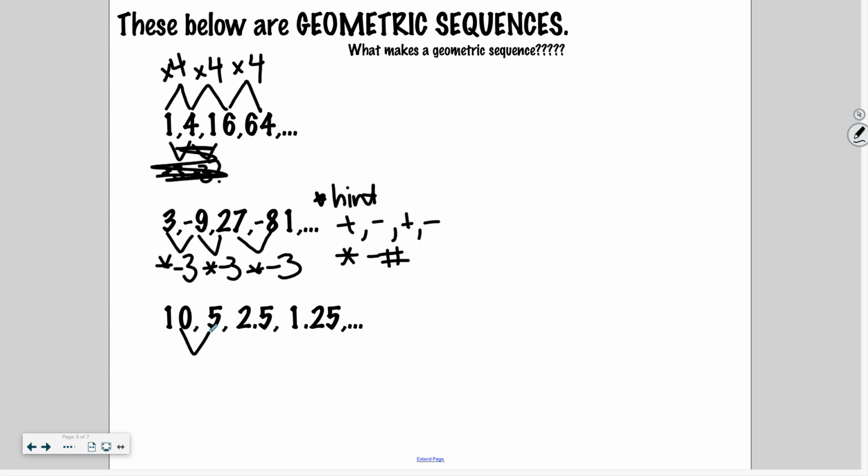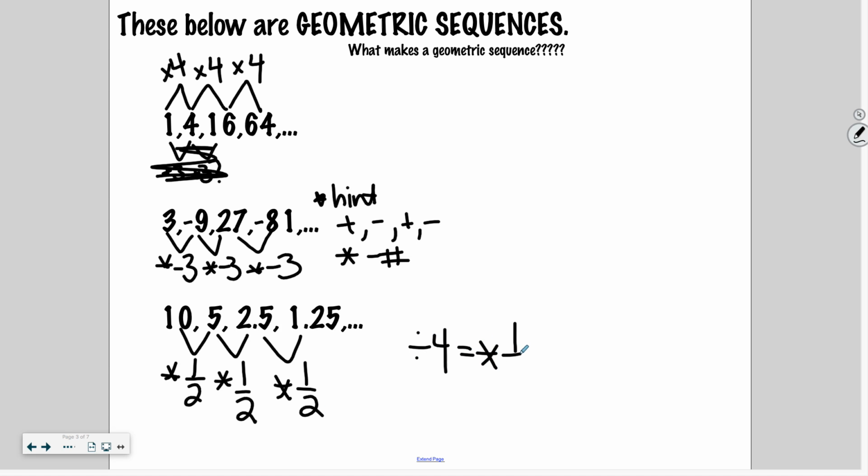10 to 5. You're all going to want to say divided by 2, right? But when we're working with geometric sequences, we need to keep this in terms of multiplication. So dividing by 2 is the same thing as multiplying by 1/2. So we need to make sure that that's how we're taking this. Times 1/2, times 1/2. So whatever you do, if you were dividing by 4, remember that's the same thing as multiplying by 1/4. So just know how to switch it into multiplication if you just so happen to be dividing.